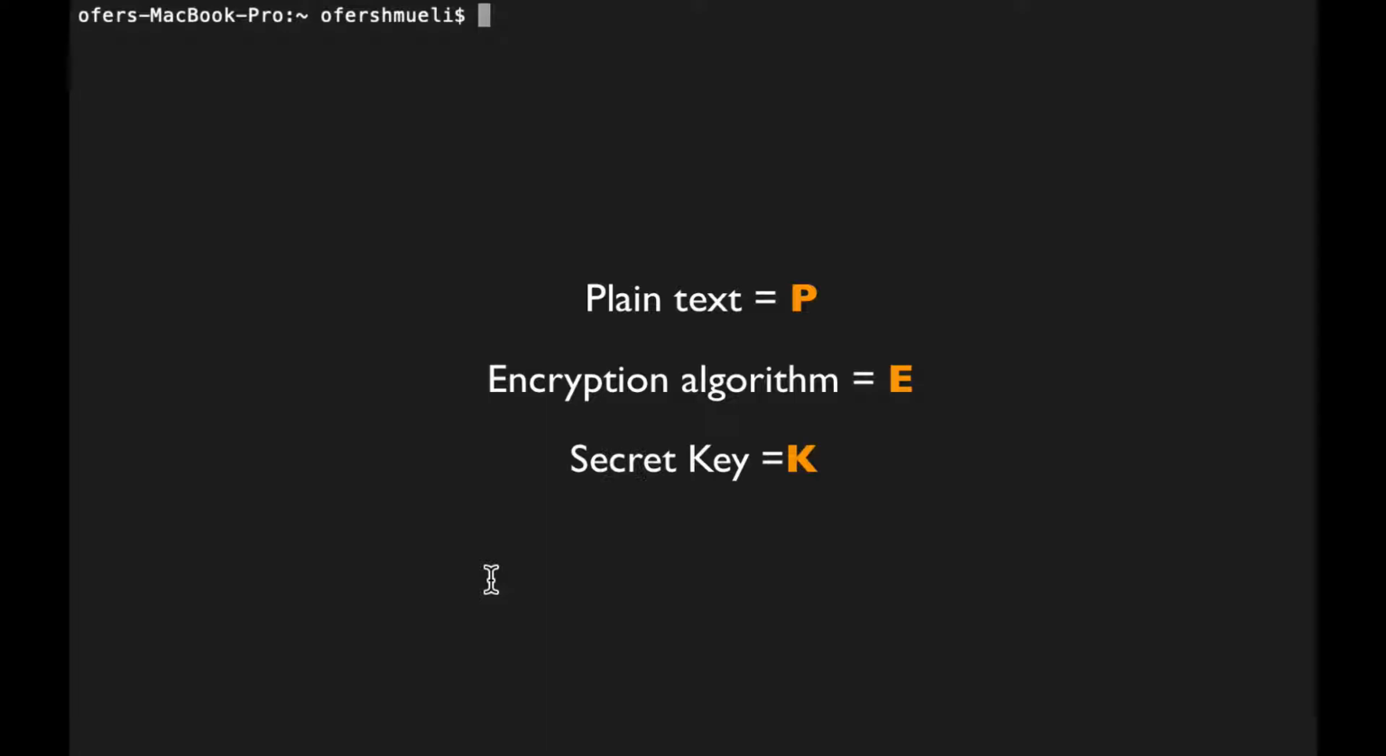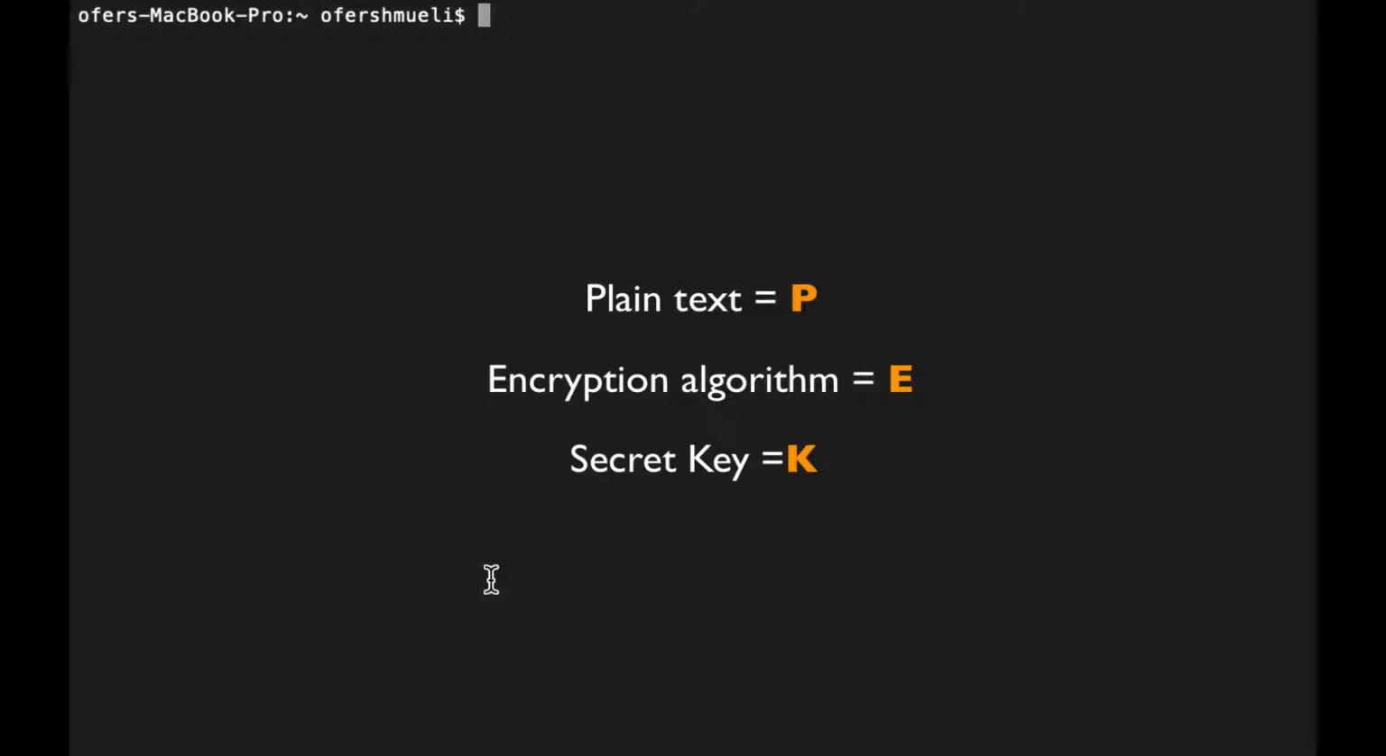When we speak of encryption, we speak of three things. The plaintext, which we wish to encrypt to keep its confidentiality. The encryption algorithm, which we will look at later on. And the key that is used to encrypt the plaintext.